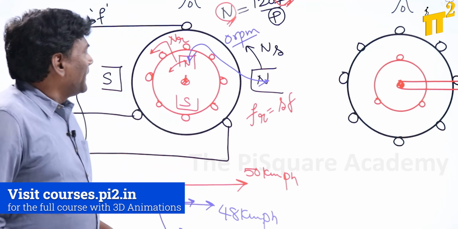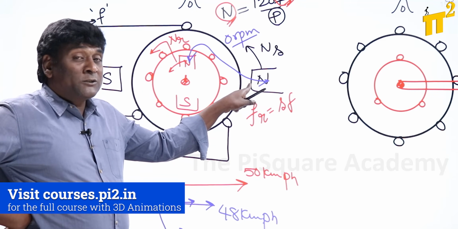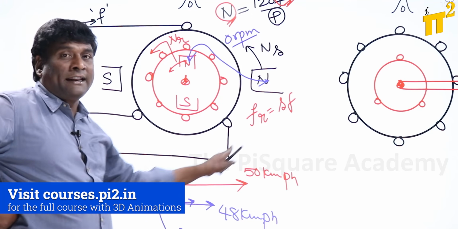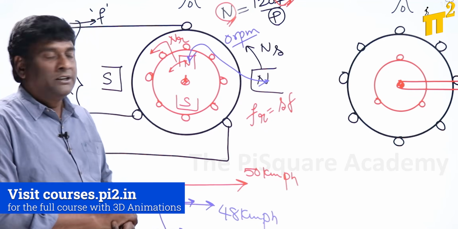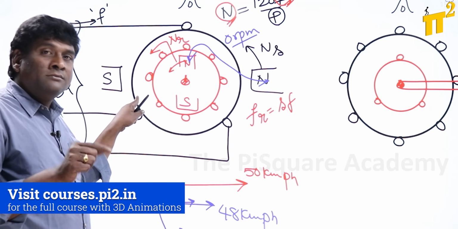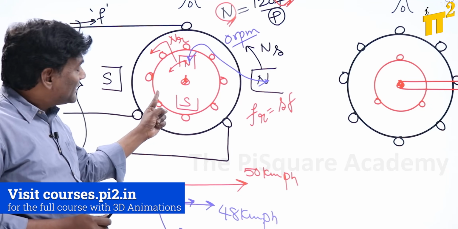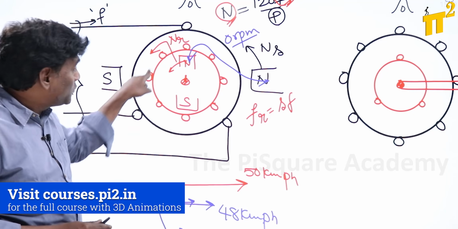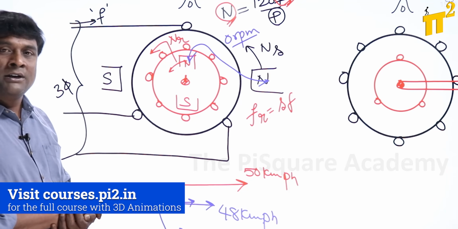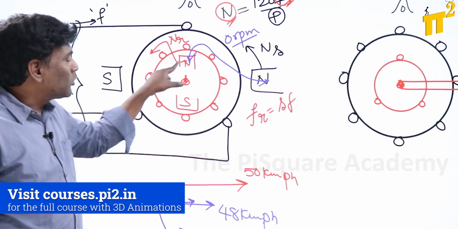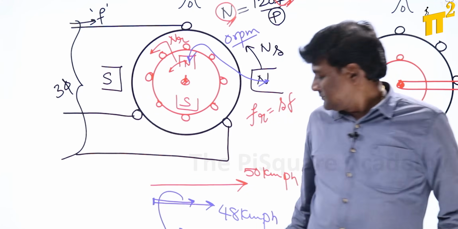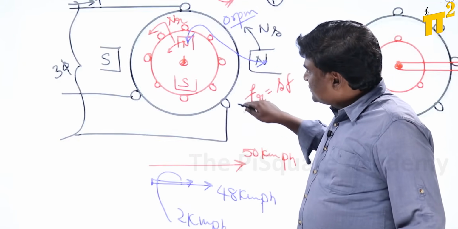Now see here, my stator MMF with respect to stator is rotating in the anti-clockwise direction at 3000 RPM, and the rotor is rotating in the anti-clockwise direction only at 2700 RPM, and with respect to the rotor, my rotor MMF is rotating in the same direction at 300 RPM, such that my stator MMF and rotor MMF will become stationary to each other. That is the conclusion. Now they will ask you questions like this.